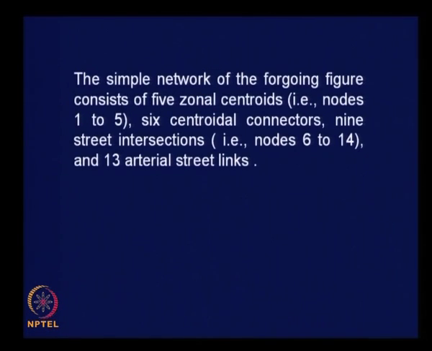So the simple network of the foregoing figure consists of 5 zonal centroids, that is nodes 1 to 5, 6 centroidal connectors because one zone centroid has got 2 connectors, 9 street intersections, that is nodes 6 to 14, and 13 arterial street links. 13 links are involved in that example. Please remember these values because we will be discussing this network frequently to understand a few other aspects related to assignment.